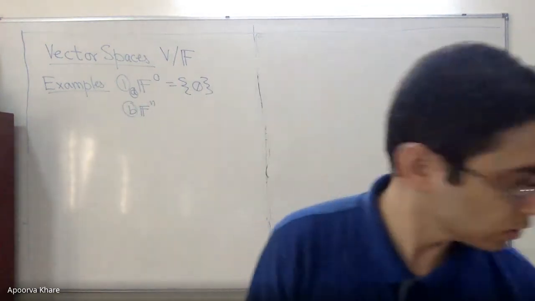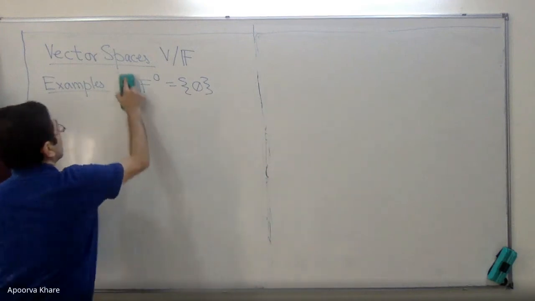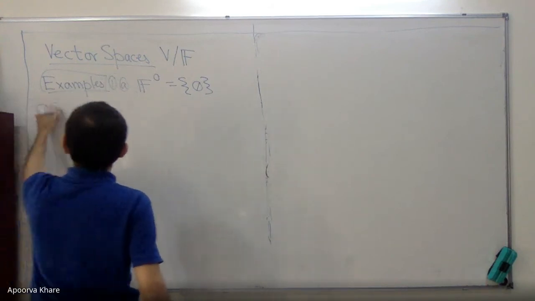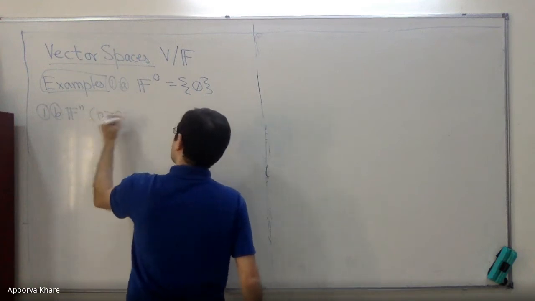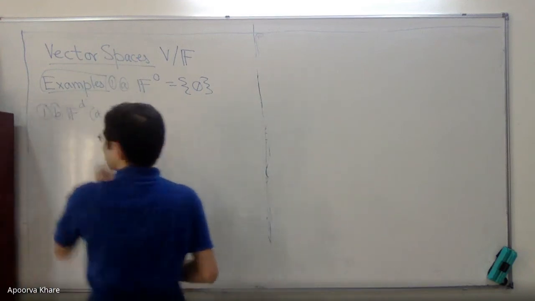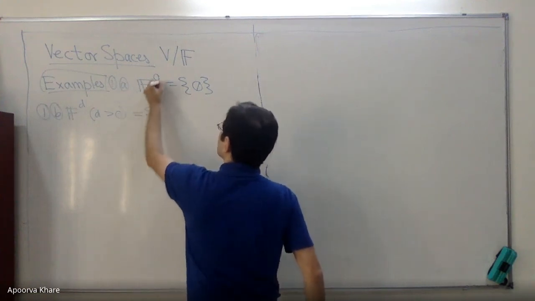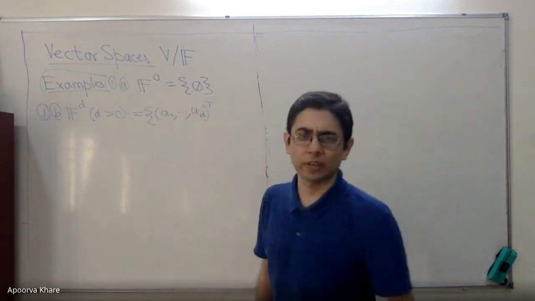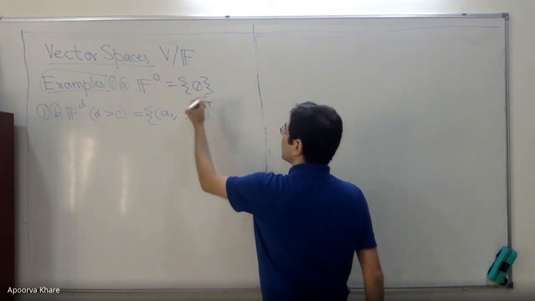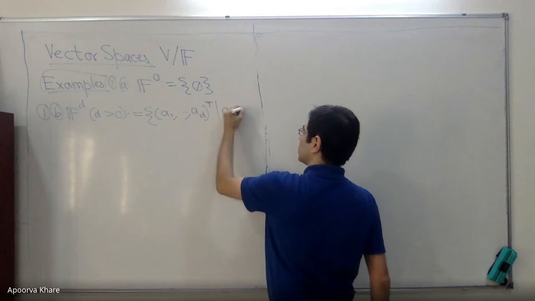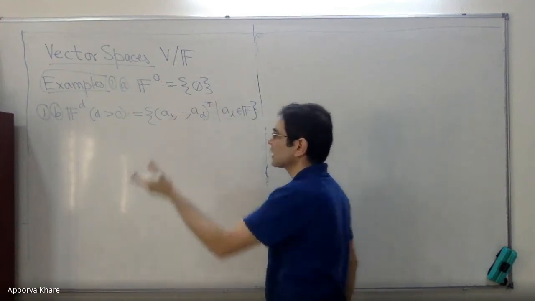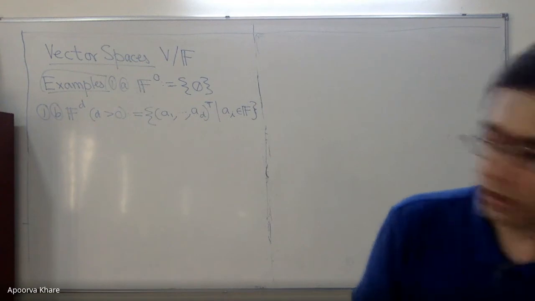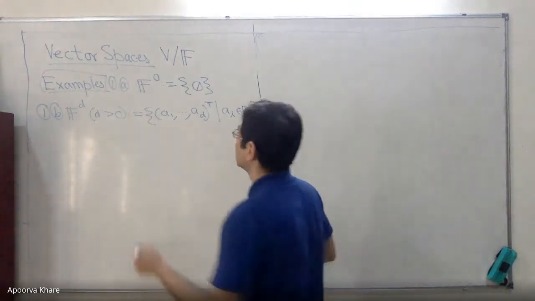So 1B is F to the n for n bigger than 0. Let's call this F to the d, where d stands for dimension. And this is defined to be the set of a1, a2, up to ad. I will keep calling them column vectors by convention, such that each ai belongs to F. This is literally just the Cartesian product of the set F times F times F, under the operation I already told you. So these are the vectors.